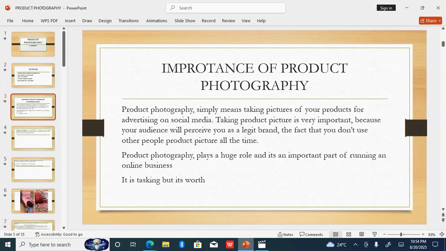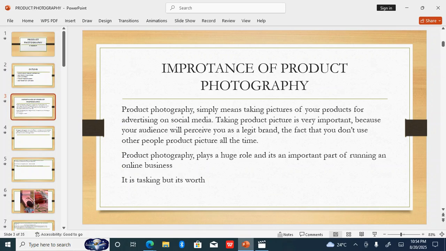And the only way they can know how good your product is, is when you take a clean, clear product picture, or when you take your product pictures in a way that people will see. Probably now you are a bag vendor, and you are carrying your bag, like you are creating a lifestyle around the product that you are taking. So product photography plays a very huge role, and it's very, very important while running an online business.